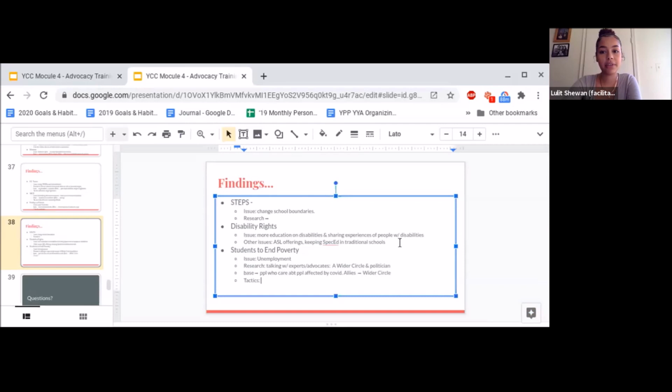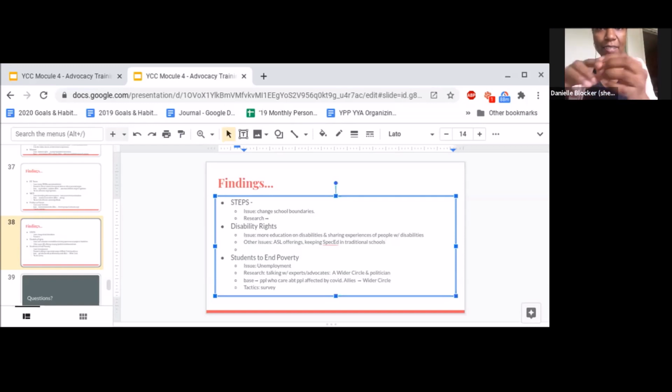So he was thinking about gauging the voice of people who are affected by COVID-19 by doing a survey and doing that through a wider circle, because they have the information they would need in order to distribute that. And just basically surveying people who are affected by food insecurity since COVID-19 affected people's incomes. Very nice. Survey is a great tactic. Thank you, thank you. And disability rights.